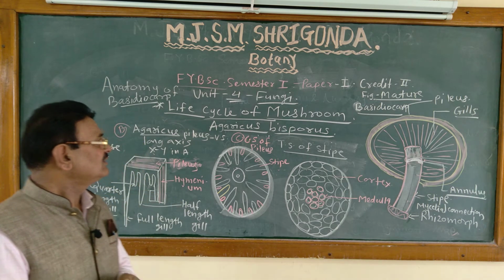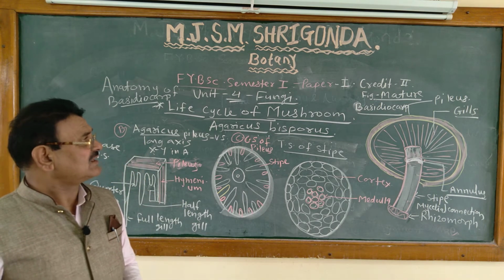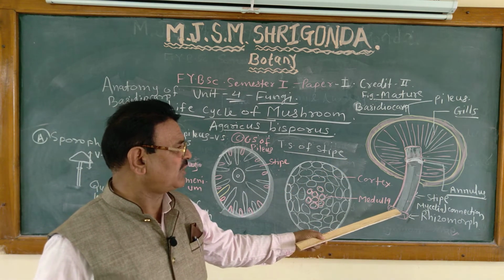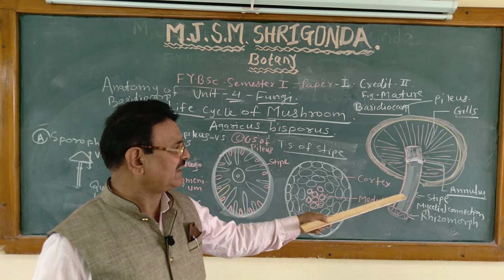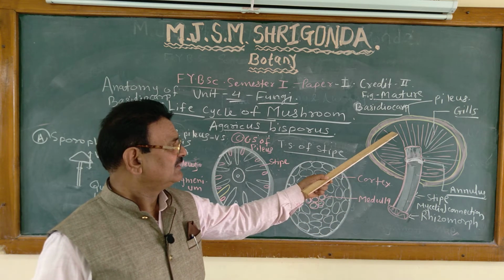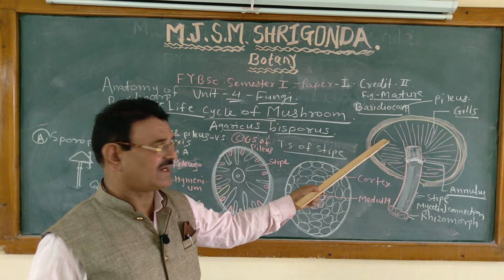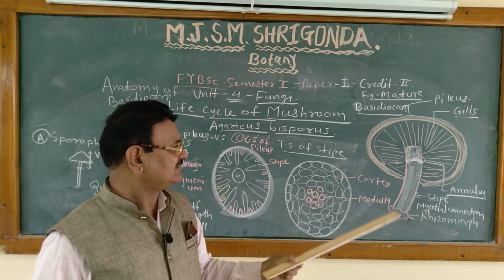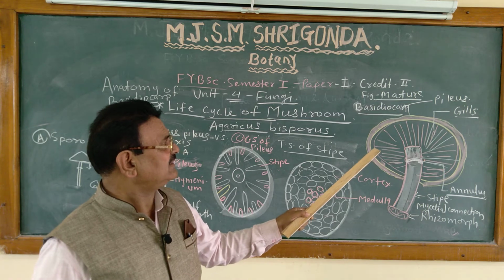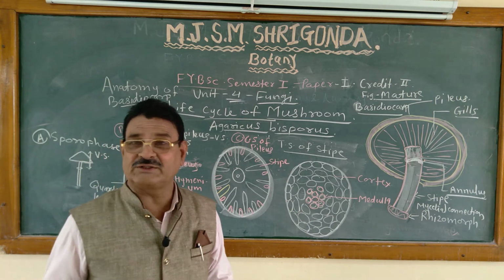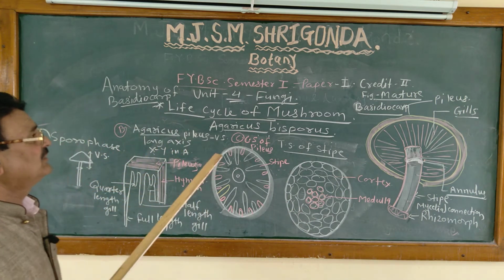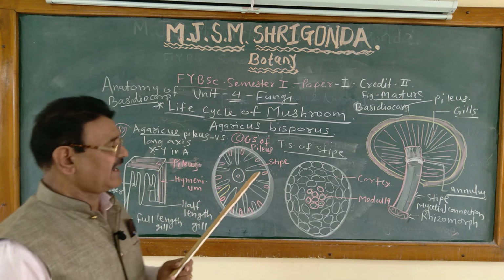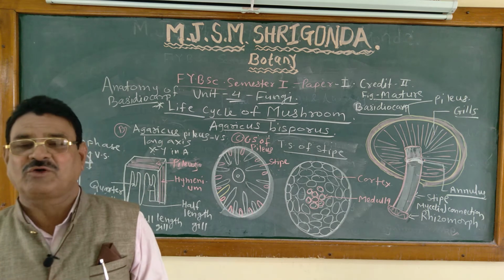First, structure of mature basidiocarp, which shows rhizomorph, long stipe, gills, 300 to 600 gills, then pileus. This structure is the mature basidiocarp or sporocarp of mushroom. Today we will learn the anatomy of basidiocarp or sporocarp.